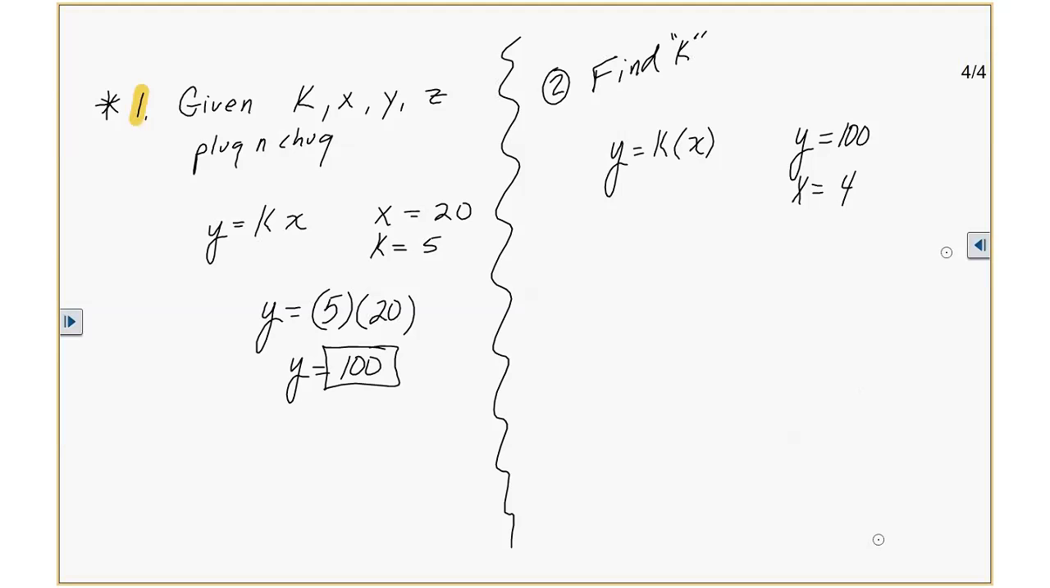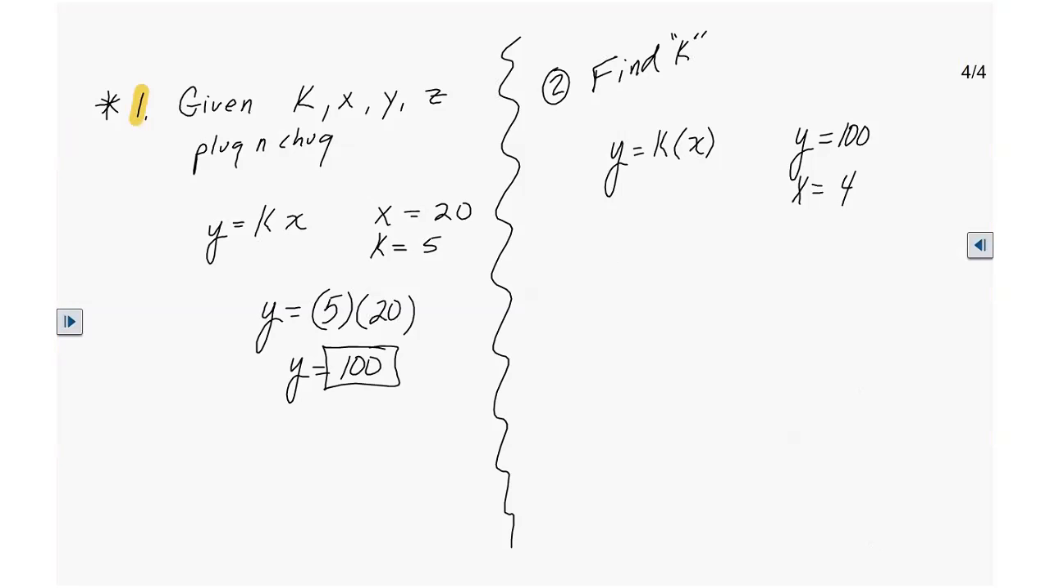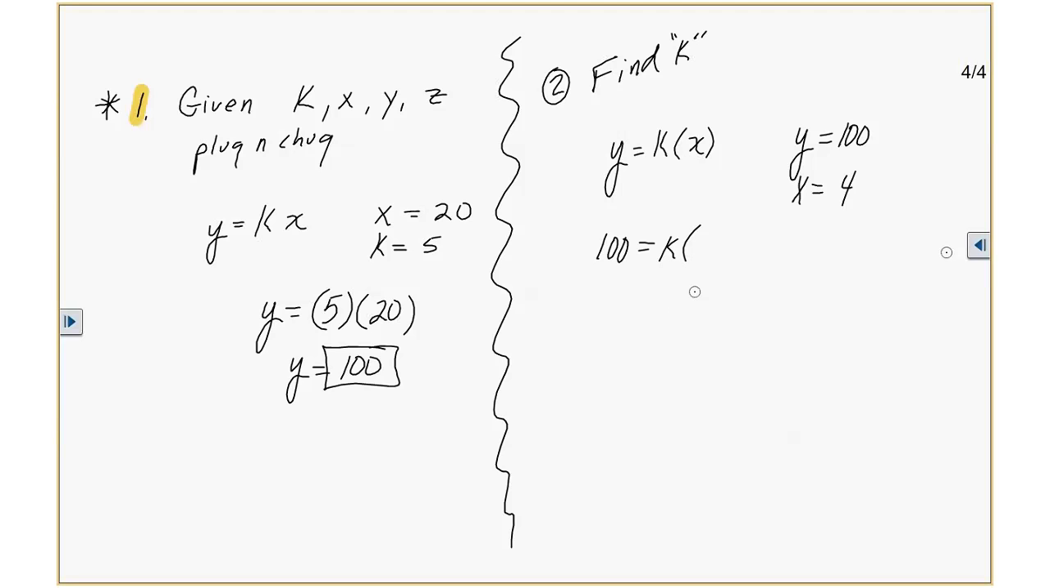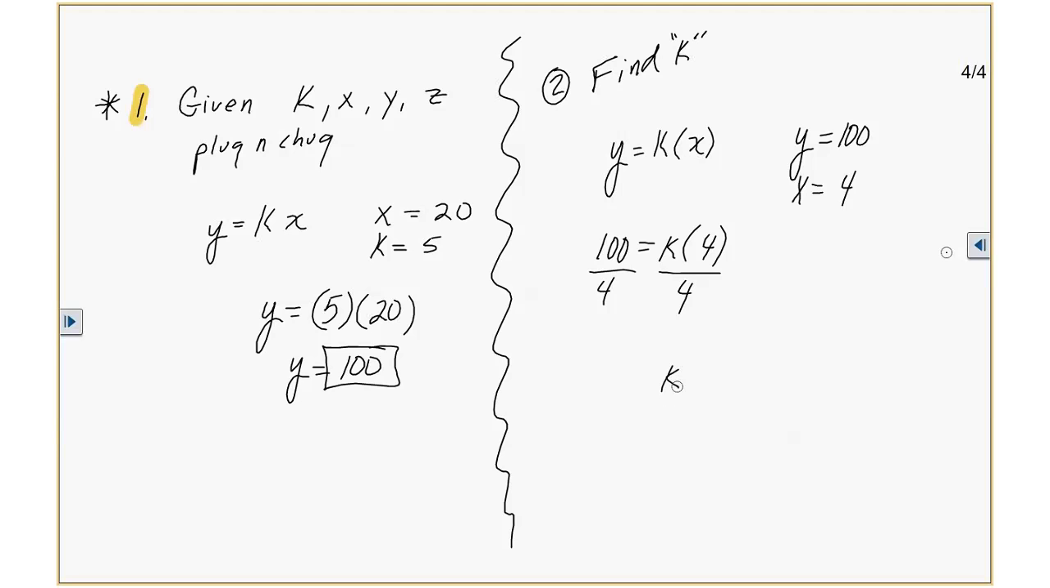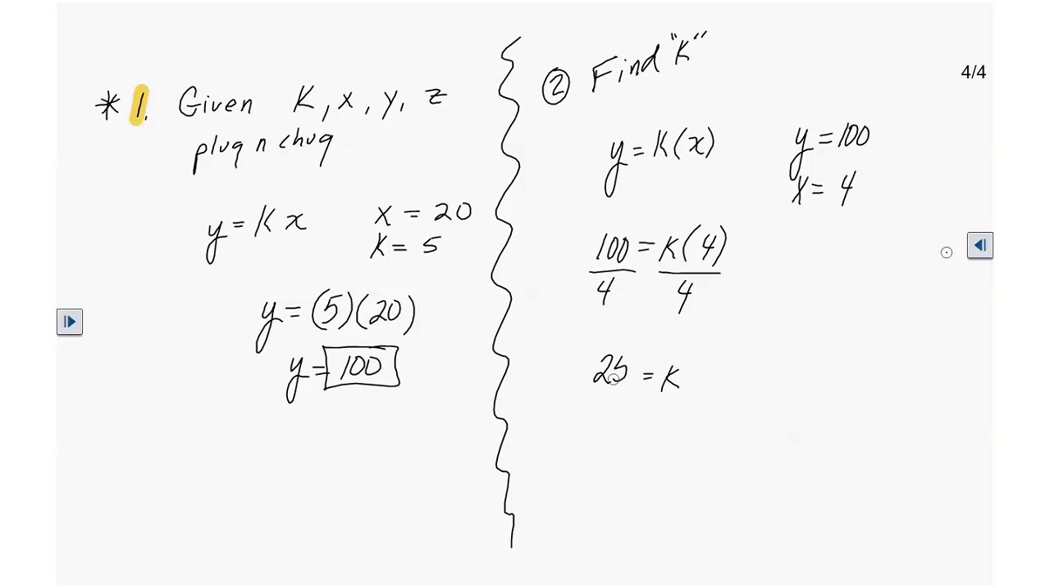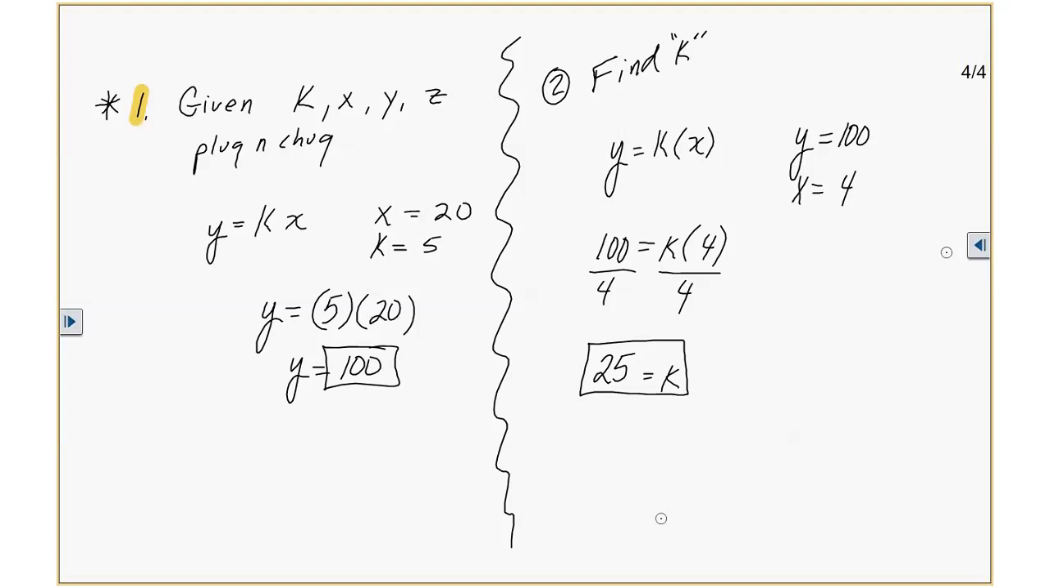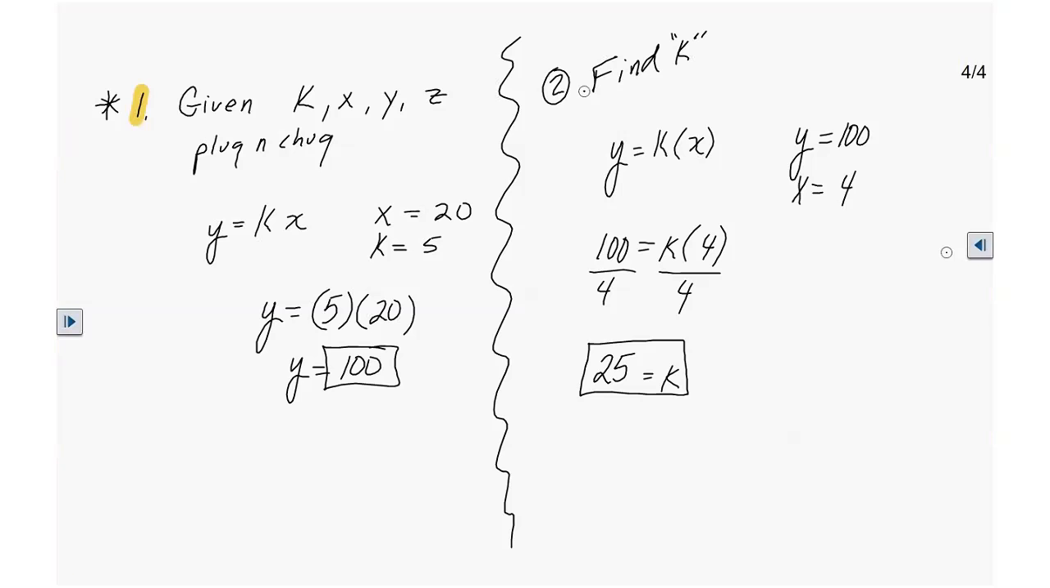Well, you can either plug each other and solve for K, or you can solve for K and plug each other. Doesn't matter. So I'm going to plug each other. Y is 100, which is equal to K times what? 4. How do I get rid of multiplying by 4? So K is equal to what? 25. Now, the difference between these two type questions is that 2 is going to have an A and it's going to have a B.